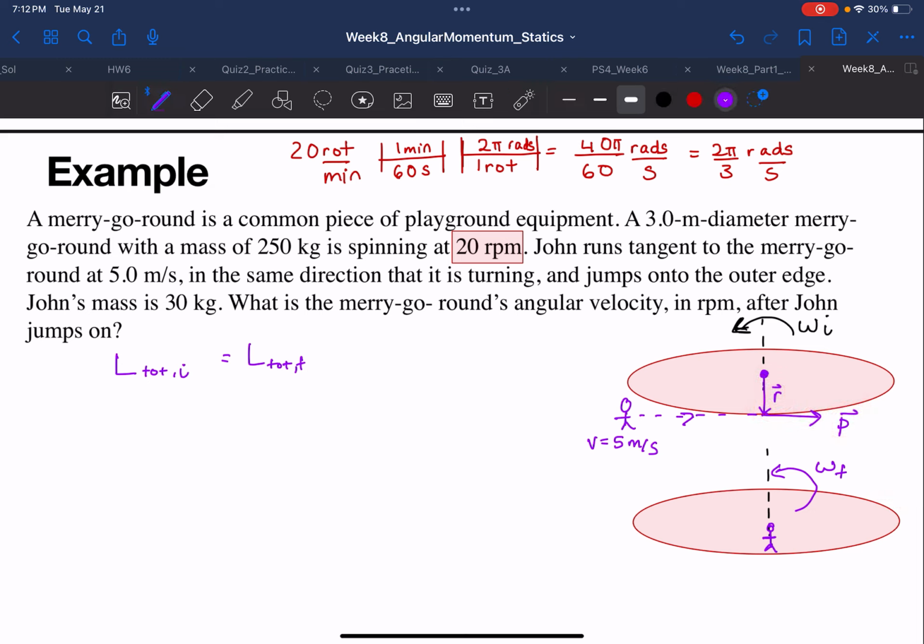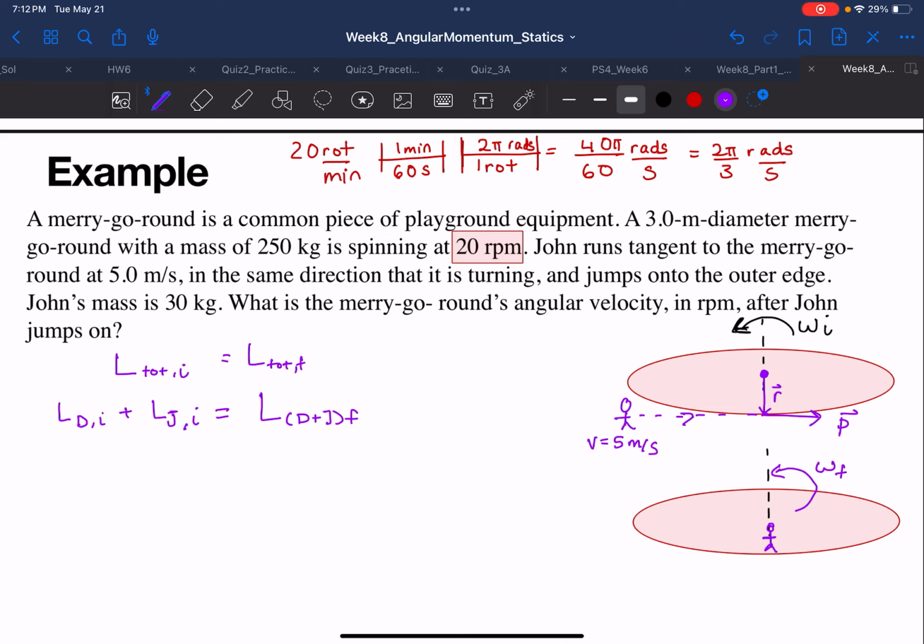So L total before is L of the disk initial plus the angular momentum of John initial, which is equal to L total final, which is the angular momentum of disk plus John final. Let's just use the shorthand D for disk just to be uniform. There we go. Now we need to find each of these pieces.